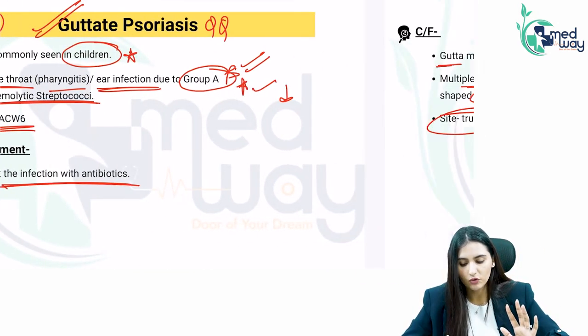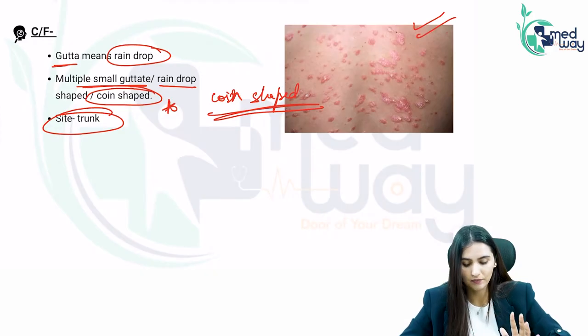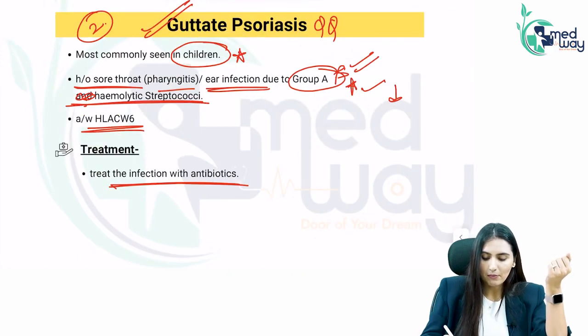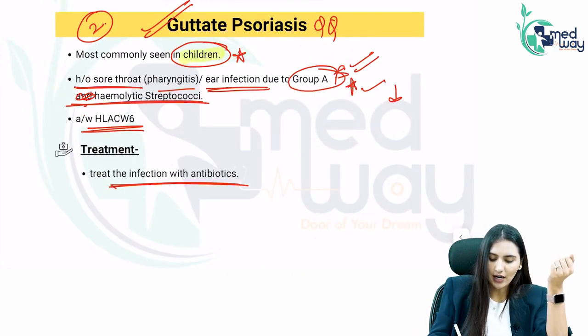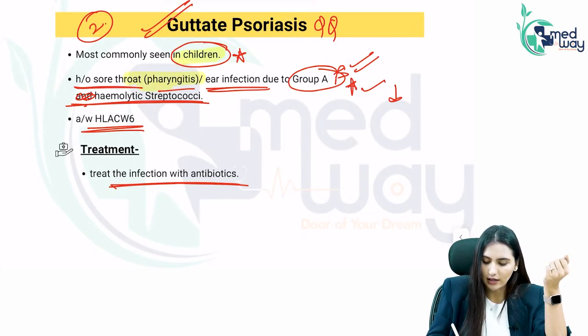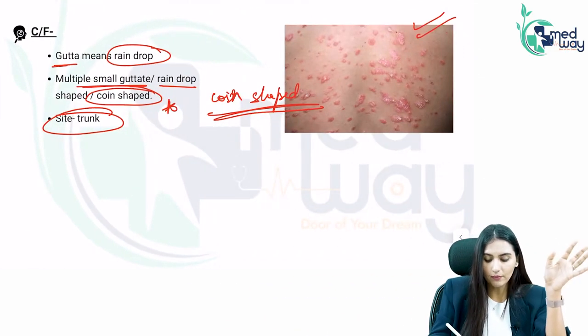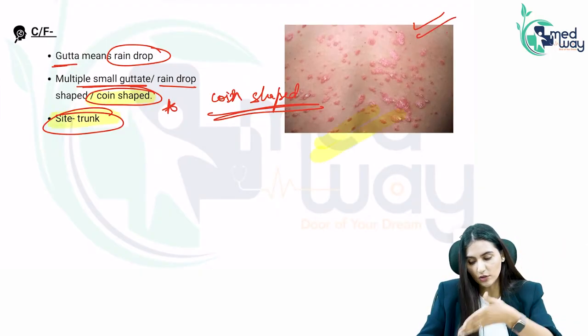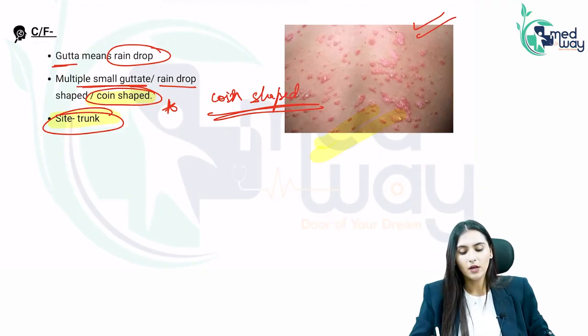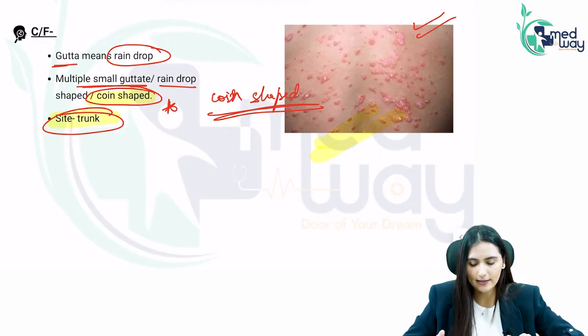Everything that you need to know to solve a question is given in these two slides. What you need to remember: it is a child. The child has had pharyngitis or ear infection caused by group A beta hemolytic streptococci. HLA-CW6, not that important. Treatment, antibiotics, no problem. And these are coin-shaped lesions on the trunk. This is the image. This image was asked this year. So this is your guttate psoriasis.